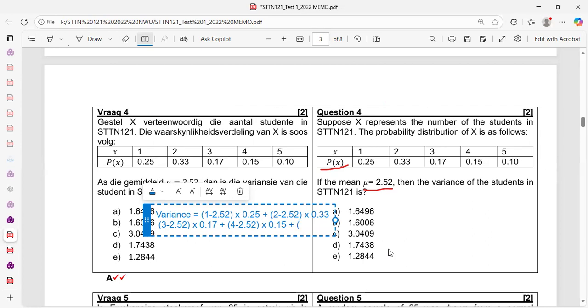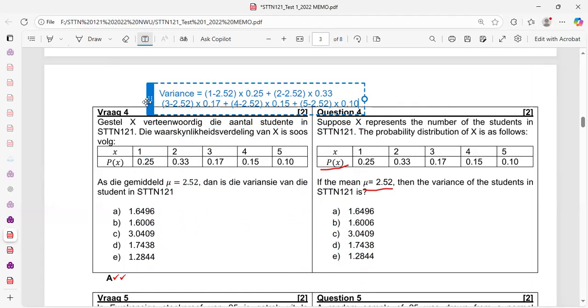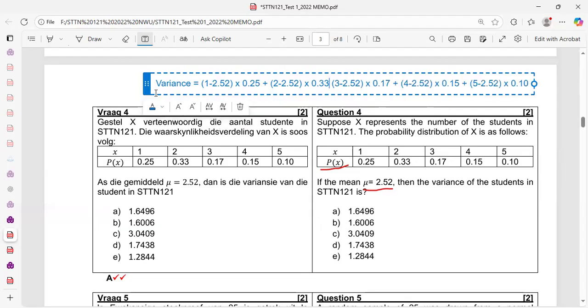We go to the one for the 5. 5 minus the mean 2.52. I'll put to the power 2. Multiply by the one that corresponds with 5, which is 0.10. I think I can put it here, and I think it's going to fit there. Plus, like this, 4 and 5.